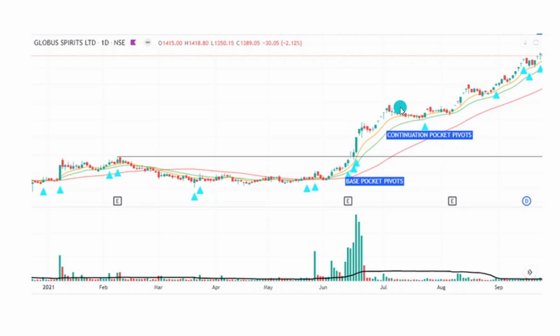I wait patiently till the stock does a pullback to the 10-day EMA, and I see that there is a continuation pocket pivot here. I then add to my position here, and then let's say there is another pocket pivot here. I can potentially look to add to my position here as well. But bear in mind that the stock is now looking a little extended, so you might want to be a bit careful.